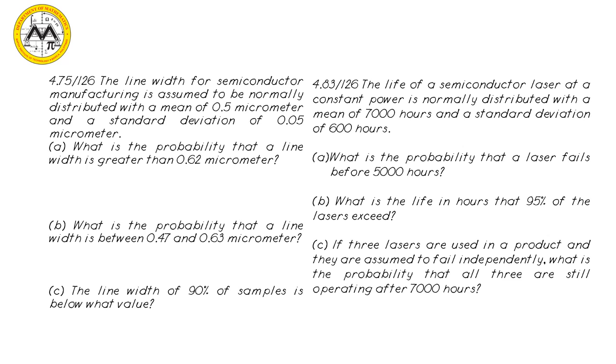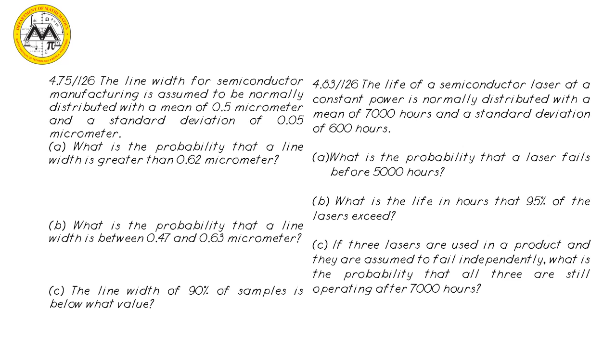Next, the line width of 90% of the samples is below what value? If phi of z is 0.9, that would give us, most probably, 1.28. So if z is 1.28 with mu 0.5 and sigma 0.05, you can compute for x.